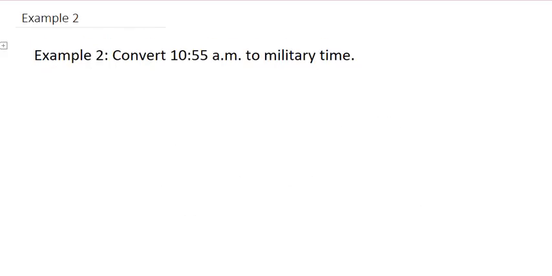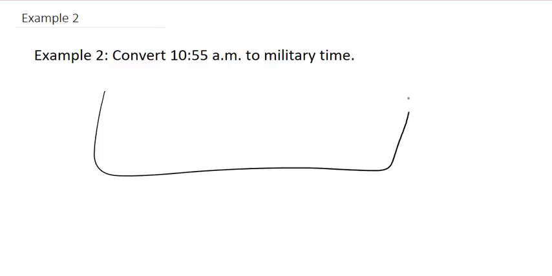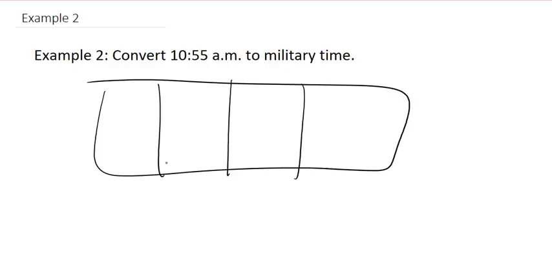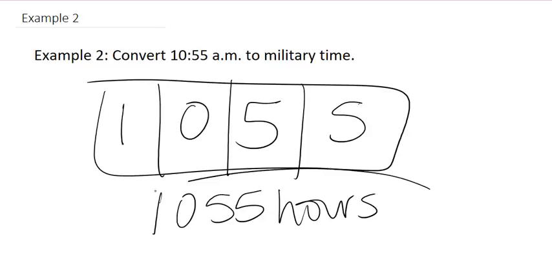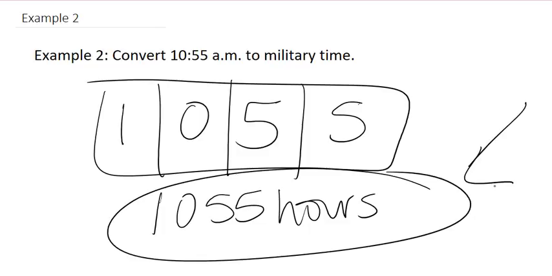Now let's look at another example. We're going to convert 10:55 a.m. to military time. Again, we can have our boxes. We'll start on the right, which is 5, 5, 0, 1. So our answer is 1055 hours. This is how we show military time.